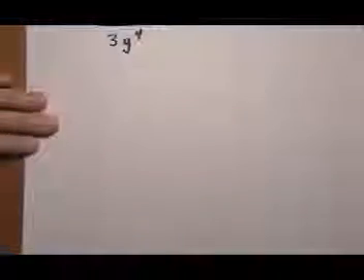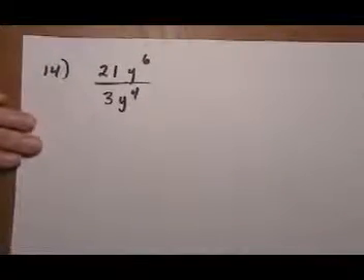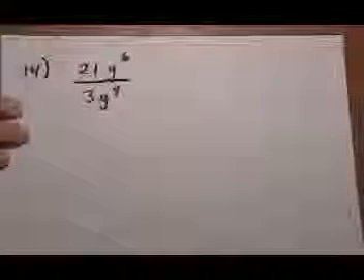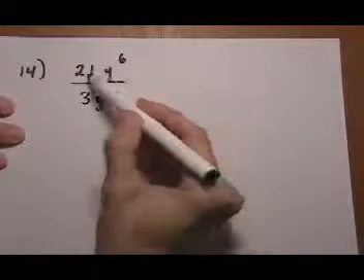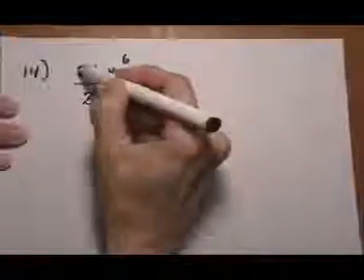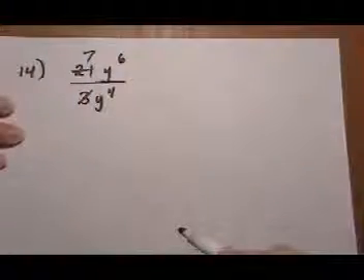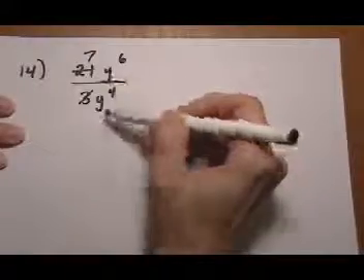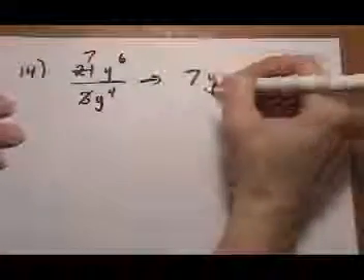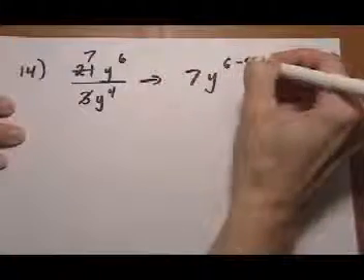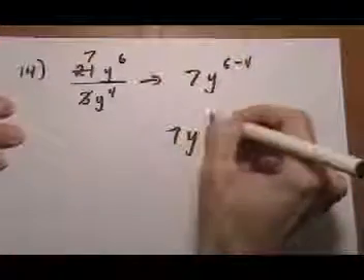And number 14, y to the 6 over 3y to the 4th. Let's take care of the numbers first. 3 divides into 21, leaving us a 7. And then we can apply the exponent rule for the variables. So that gives us 7y to the 6 minus 4, or 7y squared.